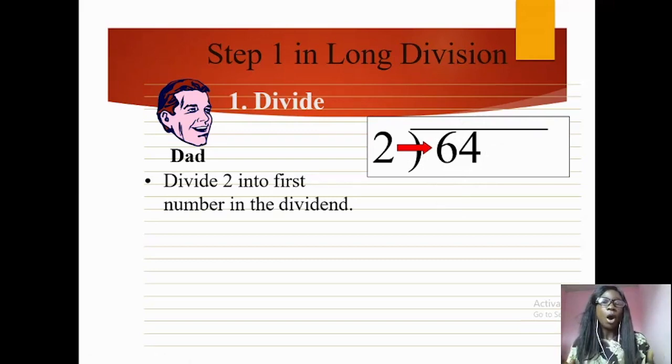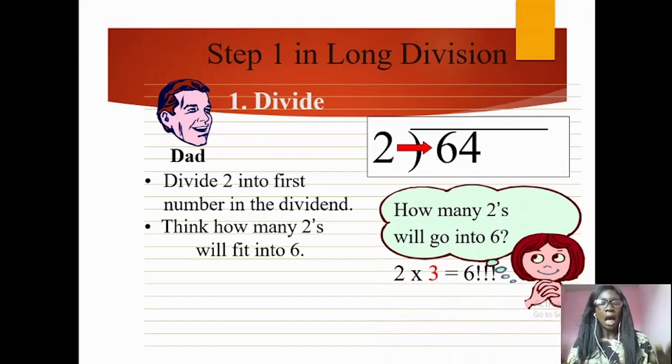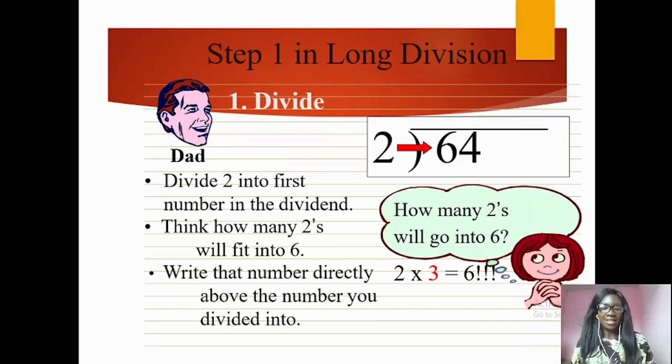And remember, what we are dividing is just two-digit numbers. Okay, so 64 is a two-digit number. And the next thing, you have to think of how many 2's will fit into 6. How many 2's will fit into 6? Now, let's think about it. Three 2's, okay? So if we divide 6 by 2, it will give us 3. All right, so that's perfect.